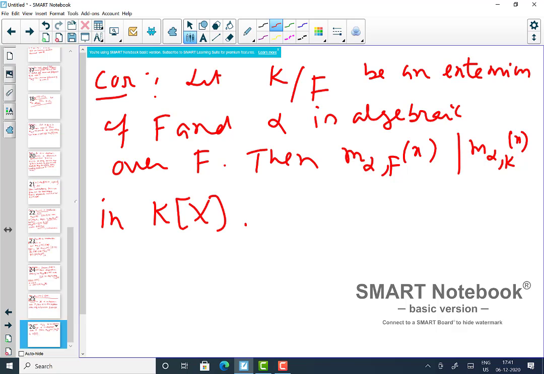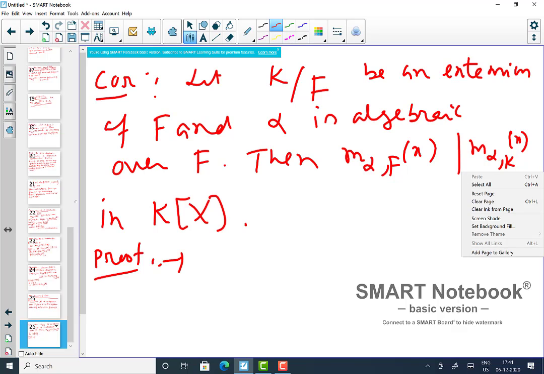And the proof is not difficult. Now you see that m_alpha,K(x)... yeah, I think this is the other way. So this is K, this is F. The field is bigger, which means the minimal polynomial becomes smaller. So m_alpha,K(x) divides m_alpha,F(x), right?